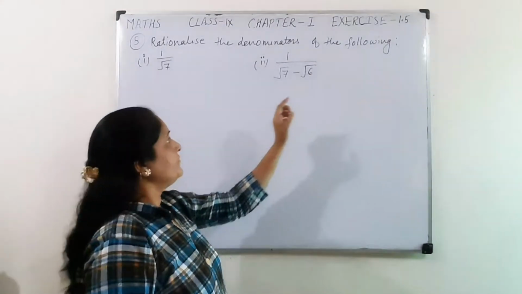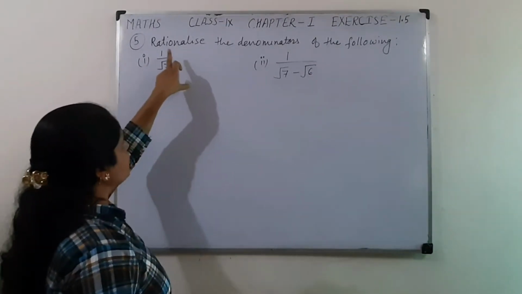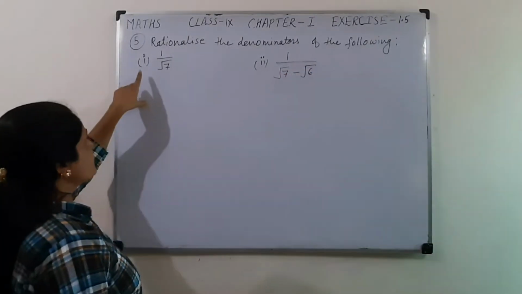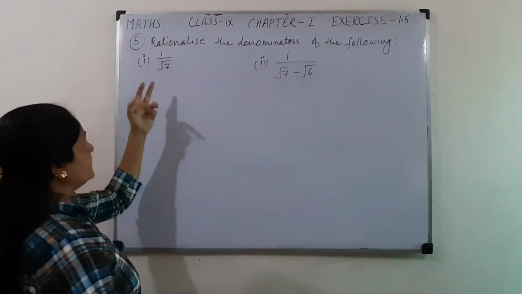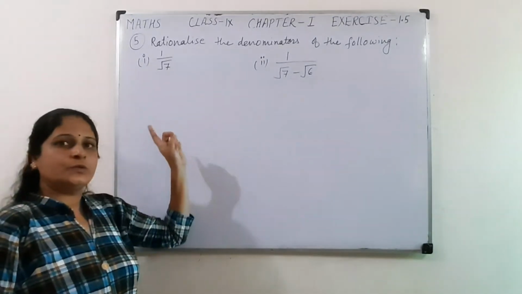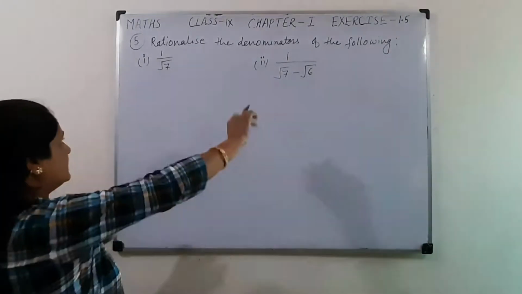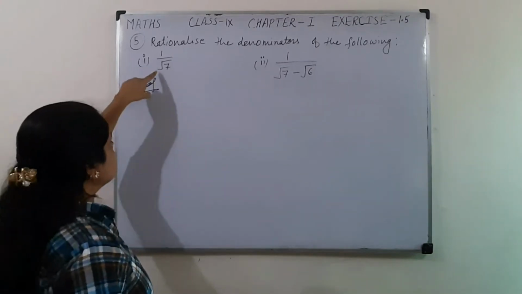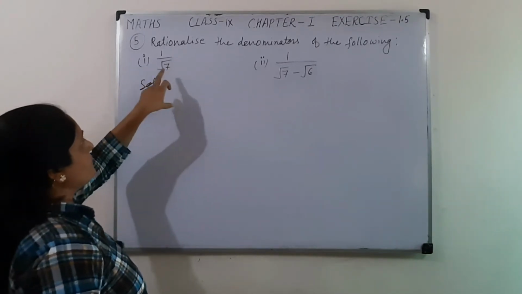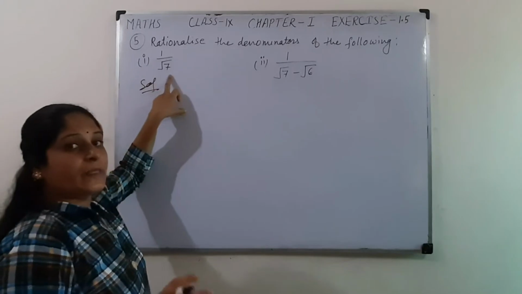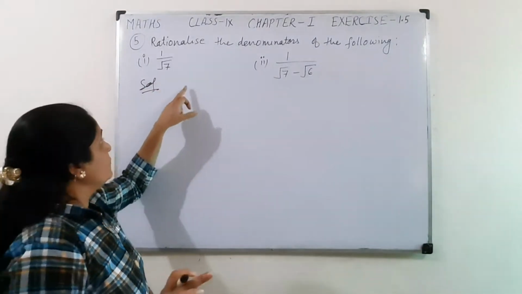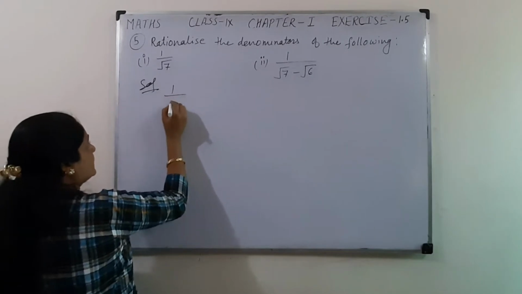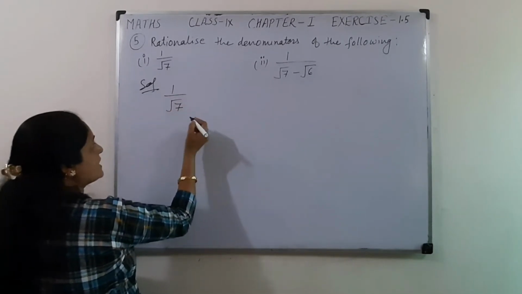Exercise 1.5, in which we have to rationalize the denominators of the following. Let us start the first part. In this we have to rationalize 1 by root 7. In this method, in rationalization, we have to remove the root from the denominator. So in this case we are given 1 by root 7.